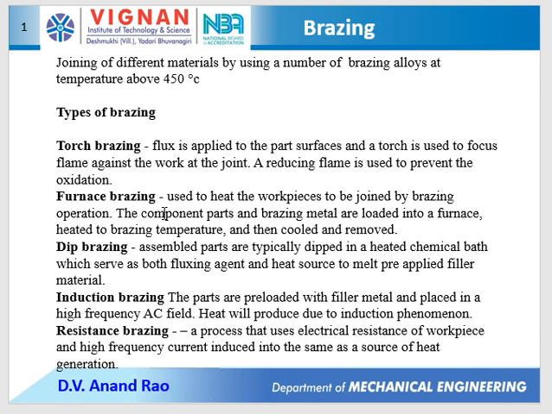Second one, furnace brazing. In this case, we will place the two workpieces or two base metals in the required manner, and then after pouring the flux material and placing the brazing metal on top of the arranged joint, we will keep this joint in a furnace and heat the entire setup. Then due to the high heat energy supply, this joint will form.